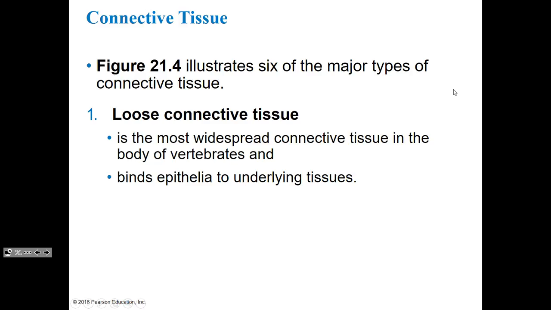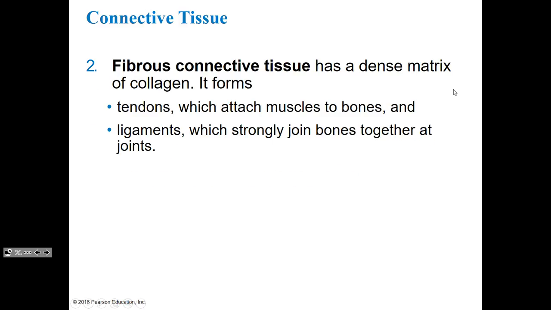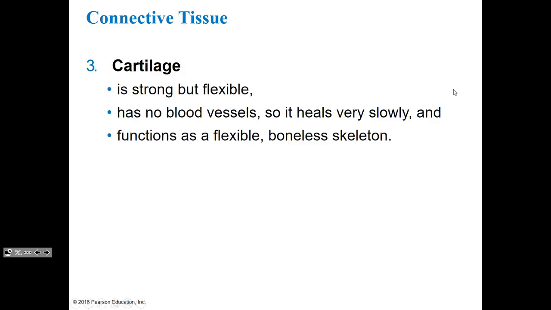So this is just further explaining the different connective tissue. So loose connective tissue being the most widespread, fibrous being tendons and ligaments, which are stronger. Cartilage, strong but flexible, no blood vessels. So if you get your ear pierced, it will probably bleed, but that's because of the blood in your skin over top, not because your cartilage has blood in it. And piercings will heal pretty slowly up there for that reason too.